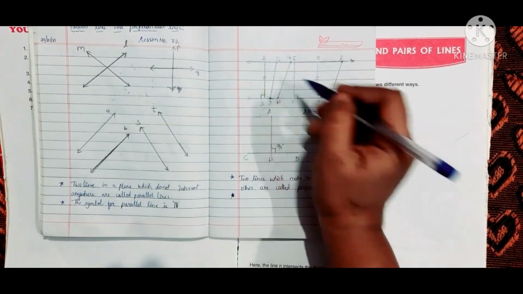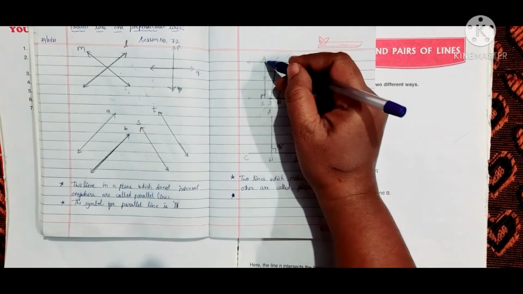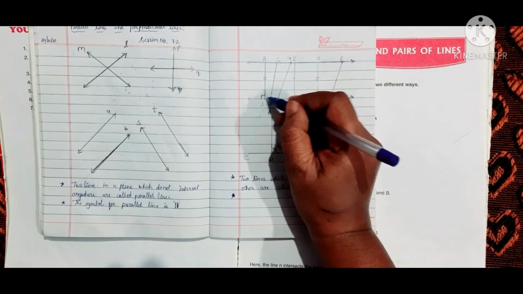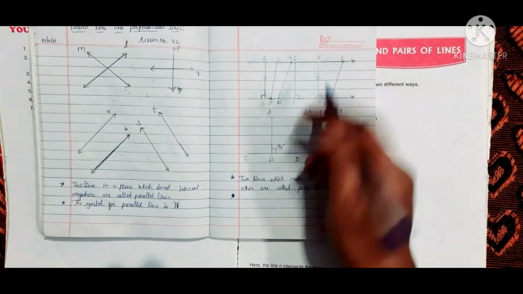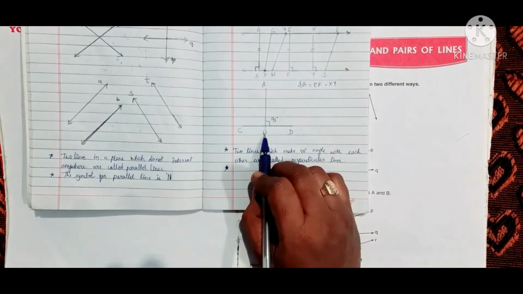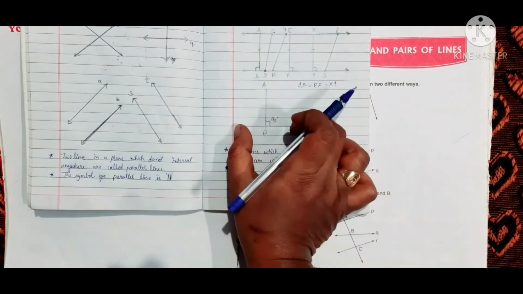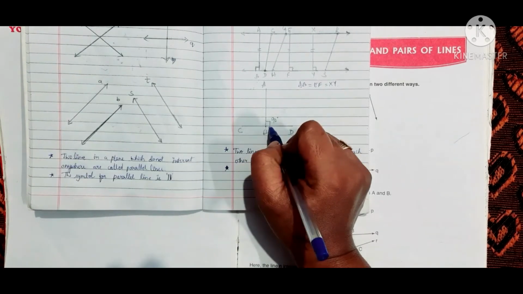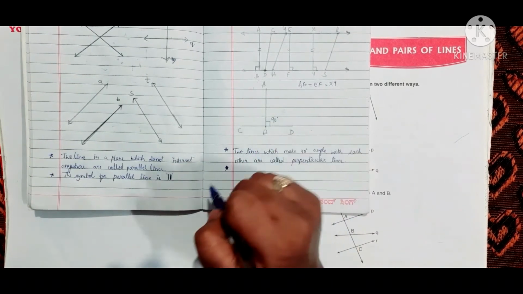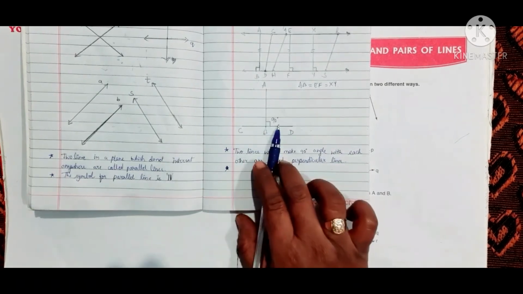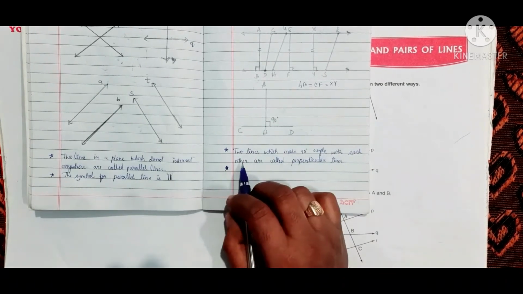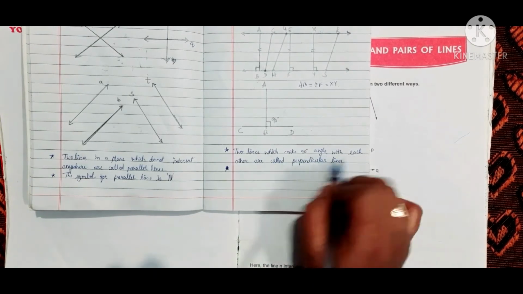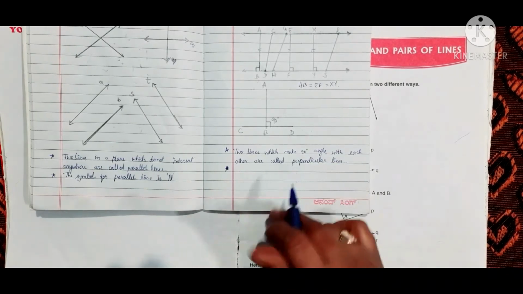So the lines where the two lines make an angle of 90 degrees are called perpendicular lines. Here you can see, children, AB and CD are meeting at a point and these two lines are making an angle of exactly 90 degrees. So such lines are said to be perpendicular lines. The definition is: two lines which make a 90 degree angle with each other are called perpendicular lines.